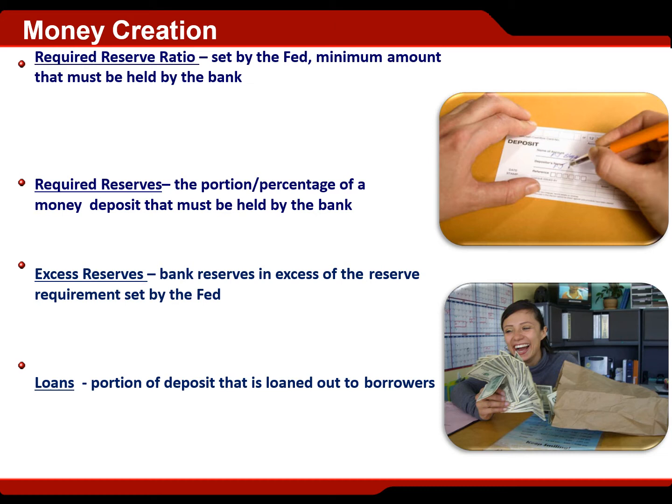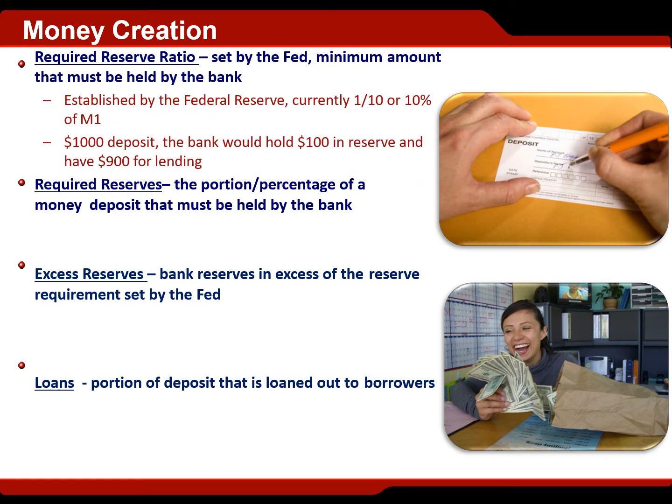The first one is the reserve ratio, okay? The reserve ratio is set by the Fed, and it's just the minimum amount that has to be held by the bank, okay? Like I said, currently that ratio is 10% of M1, so like 1/10 of every deposit. So let's say, for example, if someone deposited $1,000 at the bank, they would hold $100 in reserve, and the other $900 would be available for lending.